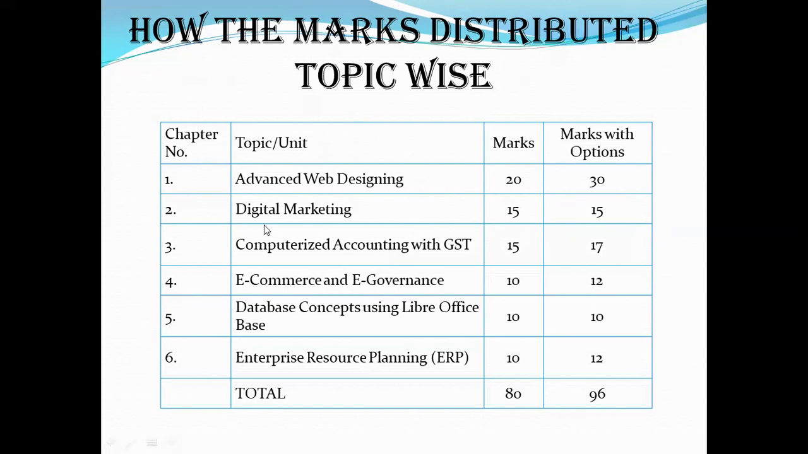But basically, if you have seen here, chapter number 2 and chapter number 5 do not have any marks with options. This means you have to go through each and every point of these chapters. I hope you understood the weightage I have given. Advanced web designing has 30 with option, and the exact marks are 20. Digital marketing has 15 with option, and the exact marks are 15, and so on. I am not explaining the whole thing, because from the screen itself you will be able to understand it.